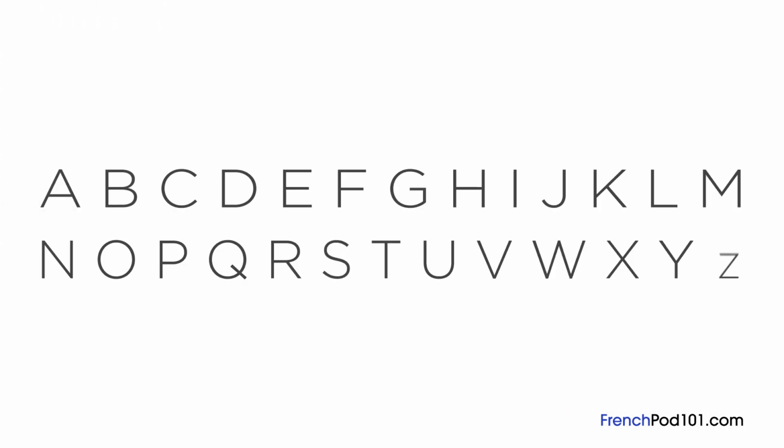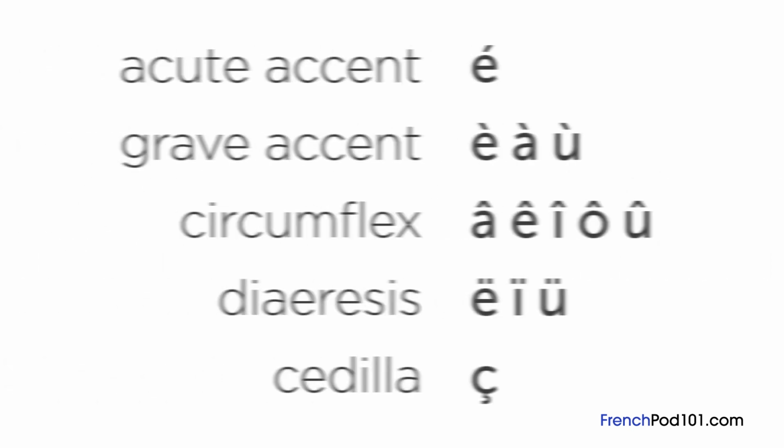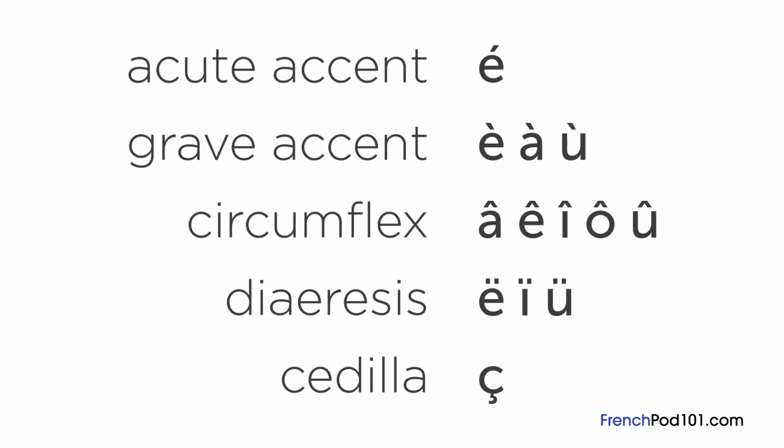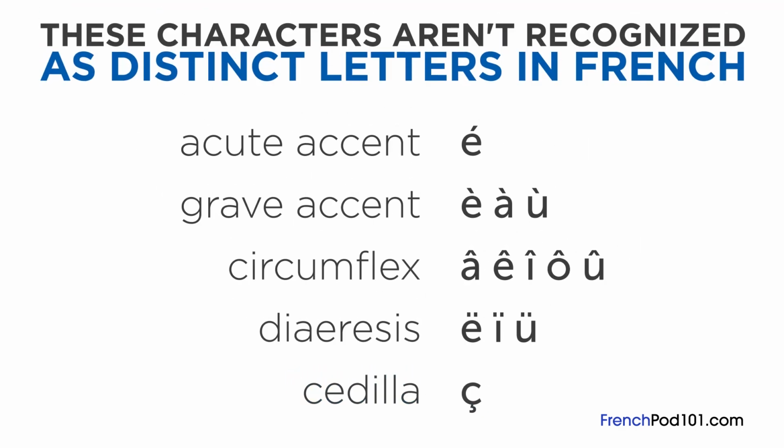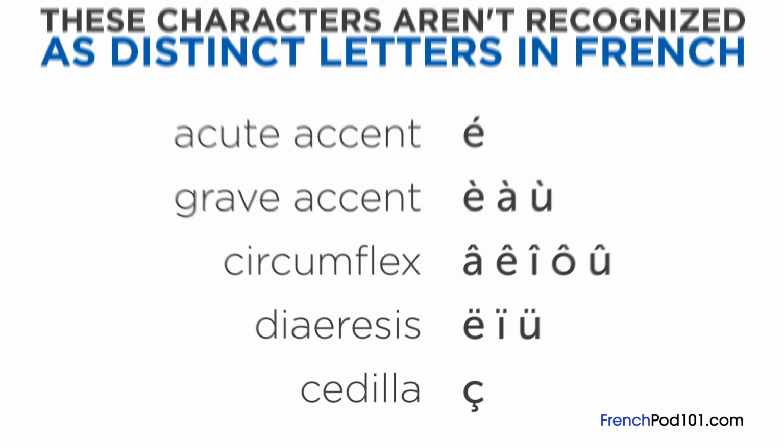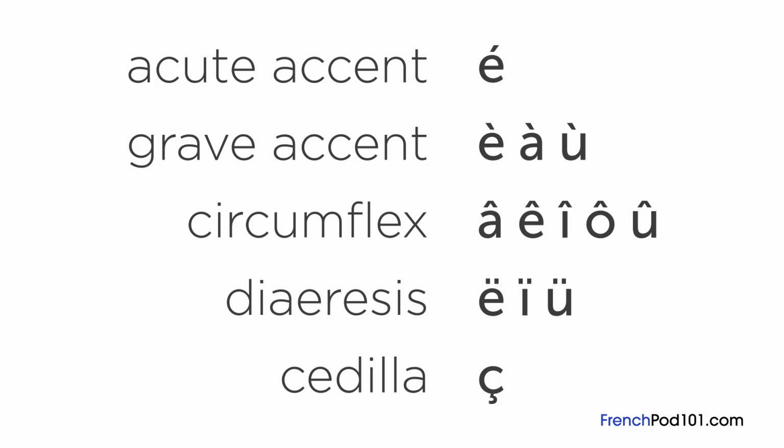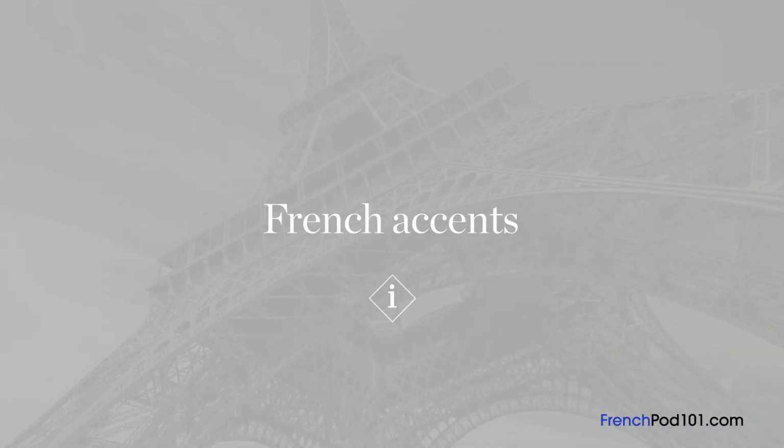In this lesson, you'll learn the basics of French writing. French uses the exact same alphabet as English, the Latin alphabet, which consists of 26 letters. Unlike English, however, French also uses a few accents that can be added to vowels and this other character known as the cedilla. These characters aren't recognized as distinct letters in French, though. Let's take a look at these accents in a bit more detail.